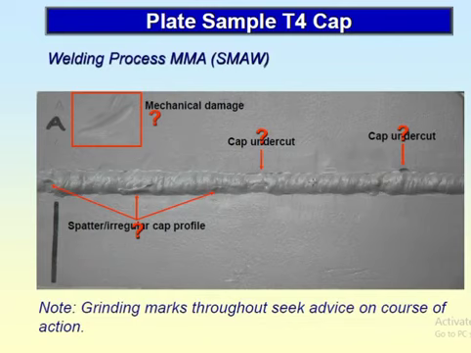This is another plate, the cap. Cap undercut. So this plate does not have too many defects. It looks like good welding. Still we have a defect here. You can see a cap undercut, cap undercut. So this defect we need to see, whether it comes under acceptance or rejection.